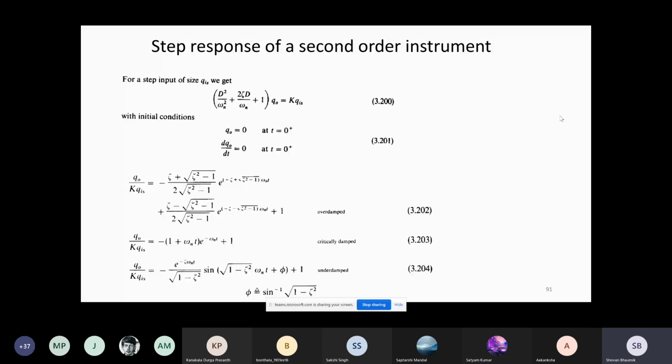So when zeta is greater than 1, that is called the overdamped system, and for that we get the solution of equation 3.202. Q0 by K qis, you can multiply K on the right hand side also, so it is the output by input equation. The expression is very big. You can see there is zeta plus root over zeta square minus 1 divided by 2 root over zeta square minus 1, into some bracket, into e to the power something into omega t, plus the same thing e to the power something into omega t, plus 1.